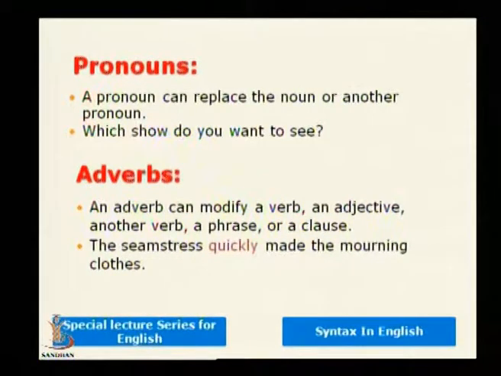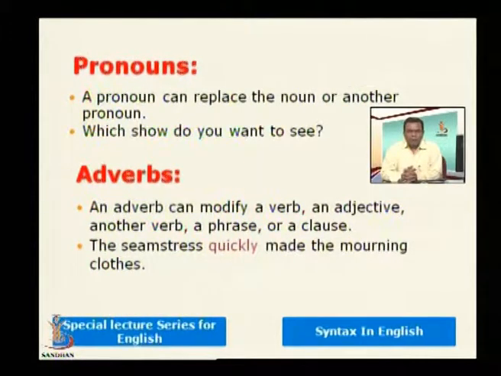Then come pronouns and adverbs. A pronoun can replace a noun or another pronoun. Which show do you want to see? is an example. I'll give you another example. A pronoun is the word which replaces a noun in a sentence. When we write an article, a short passage about something or someone, we name the person or place or thing just in the first sentence.